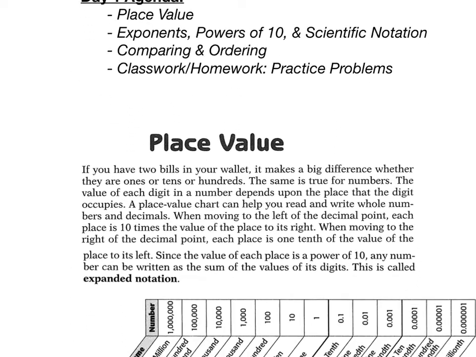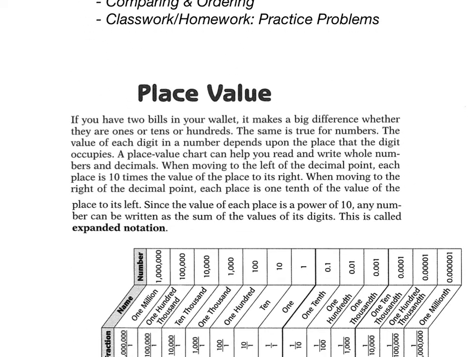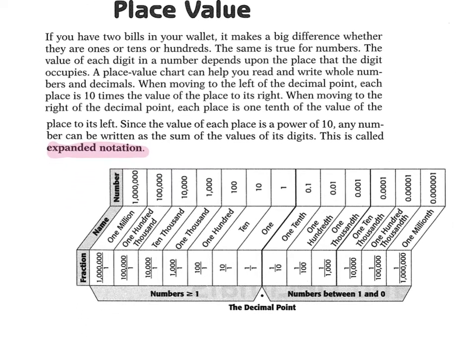So first we have place values, which another name for it is expanded notation. And in expanded notation, each place is 10 times the value of its place to the right. So if we look at this chart, we have the ones place, then the tens place, 100s, 1,000, 10,000, 100,000, 1,000,000. So all of these on the left side here are whole numbers.